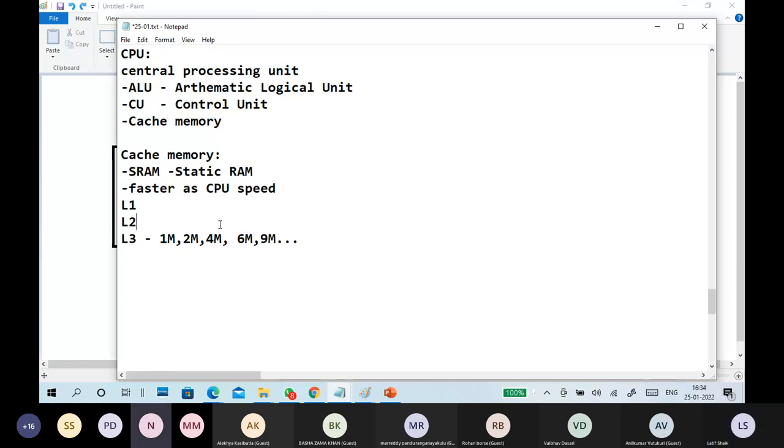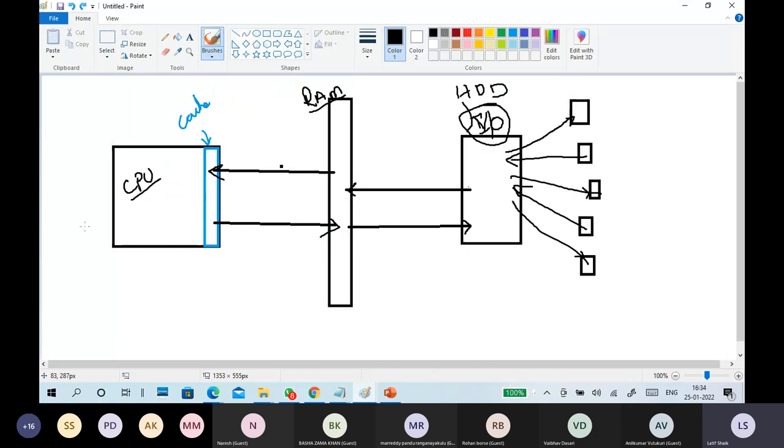Excuse me, sir, what is this L1, L2, L3? Levels, cache memory levels. Level simply says which is near. For example, L1 cache is very near to your CPU, inside the CPU. L2 cache is next. Like this, L1, L2, L3, with size variations in cache memory types. L1 is near to CPU, L2 is next, L3 is finally.